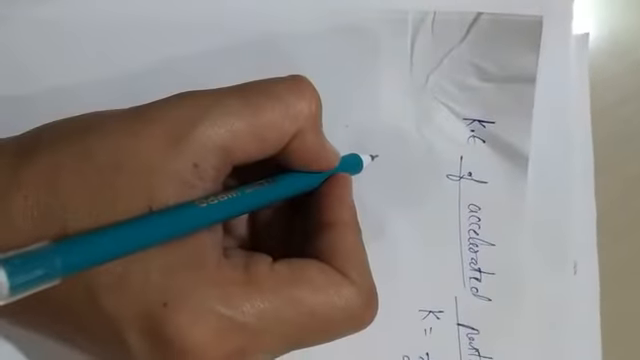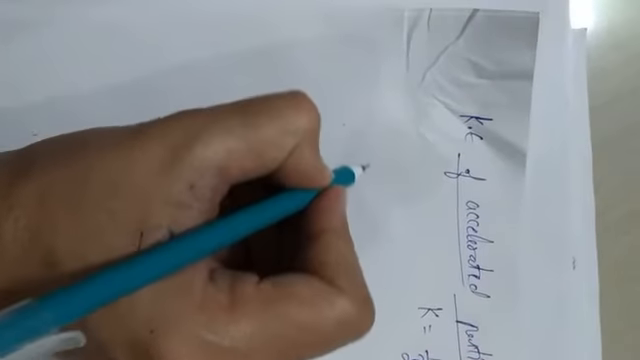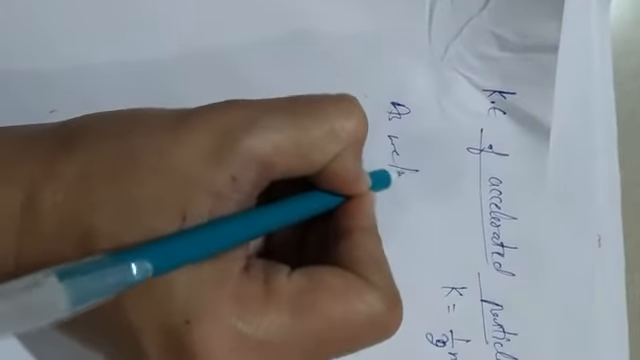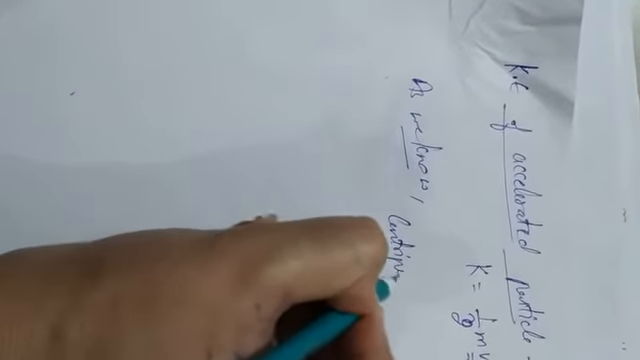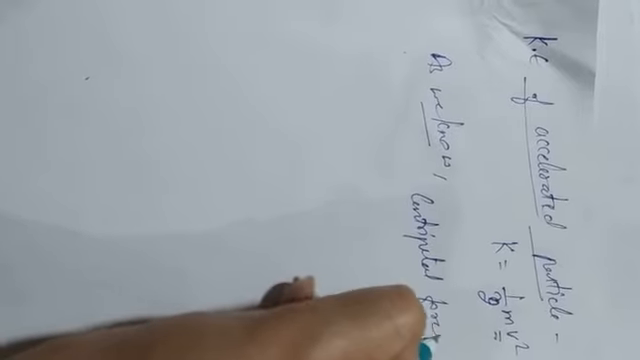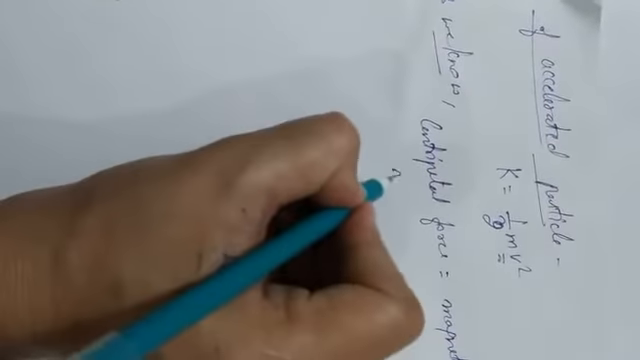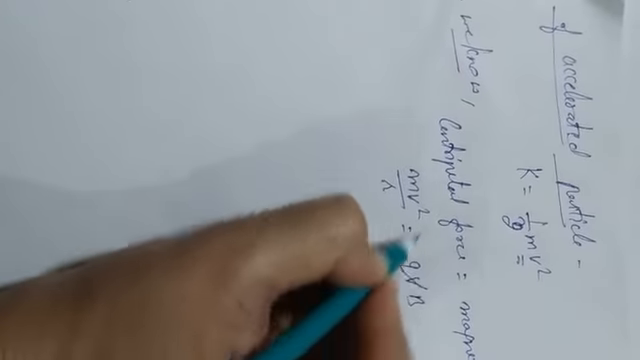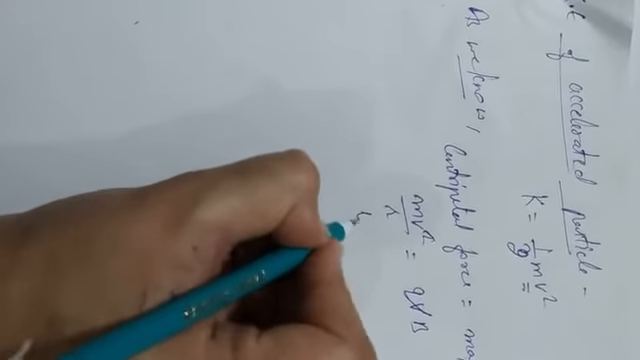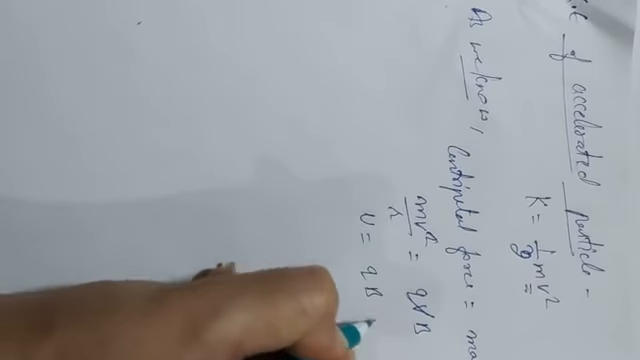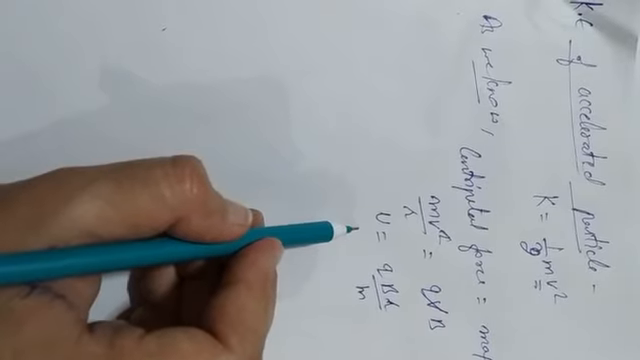How can we find the value of v? As we know, centripetal force is equal to magnetic force. So mv square by r equals qvB. Then v cancels out, and we can write v equals qBr by m. From this relation we will find the value of v.